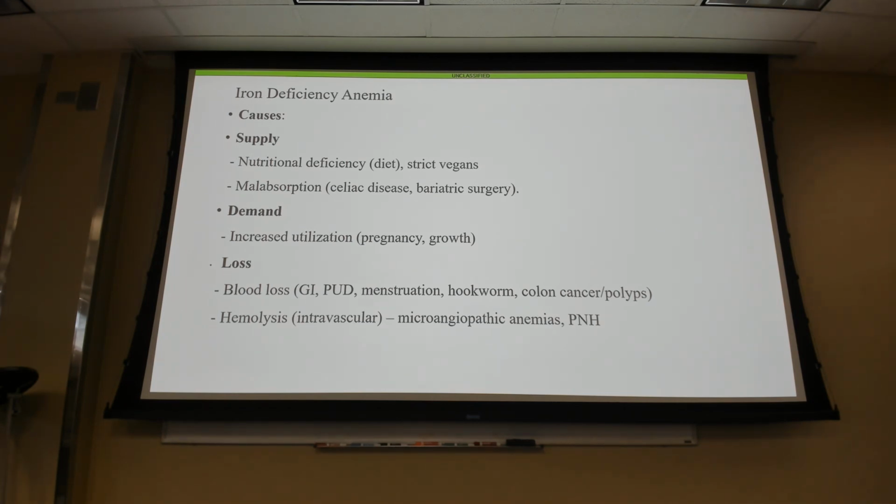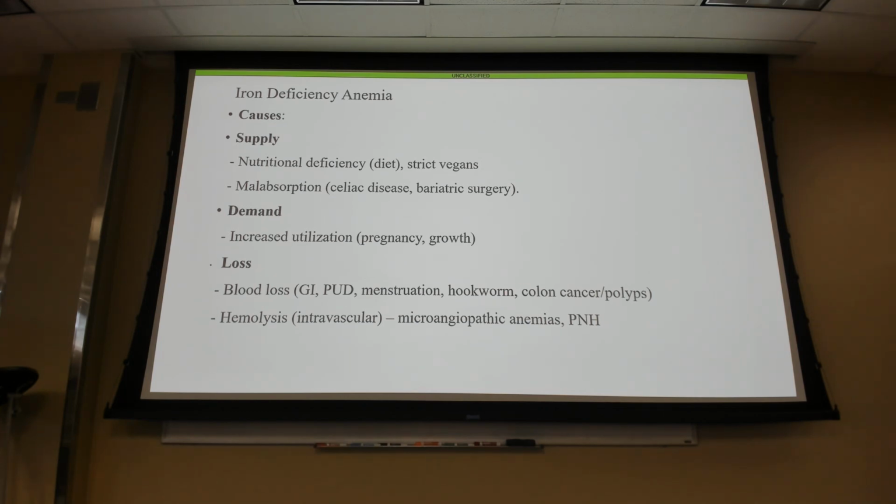Supply versus demand problem, right? Depending on how you want to look at it, you can look at it as a supply versus a demand problem. Supply: they just lack the nutrition, not taking it in, restricted diet. Or they're taking it in, but they just can't absorb it for whatever reason. Or is it a demand problem? Is the body actually needing more, in these high physiological states, growth? And then loss, right? Peptic ulcer disease, whatever.